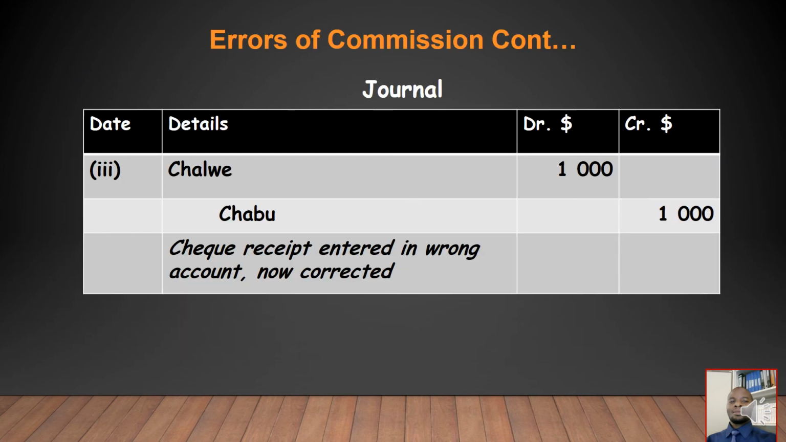If presented in a journal, this is how this error will actually be entered. We are giving an instruction to say Chalwe account must be debited with 1,000 to cancel the error made, and Chabu account must be credited with 1,000 kwacha in order to make this entry the way it was supposed to be done in the first place. We make an addition to this by writing a statement, which is a narration: check received entered in wrong account, now corrected. Let's move on to look at the next error.